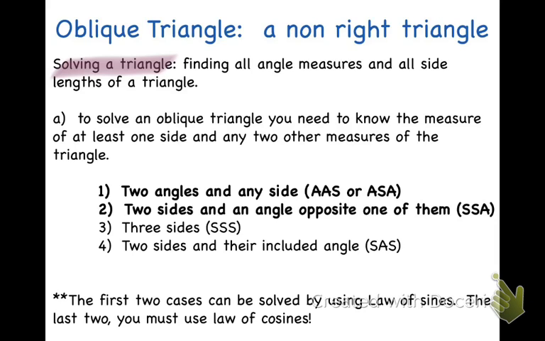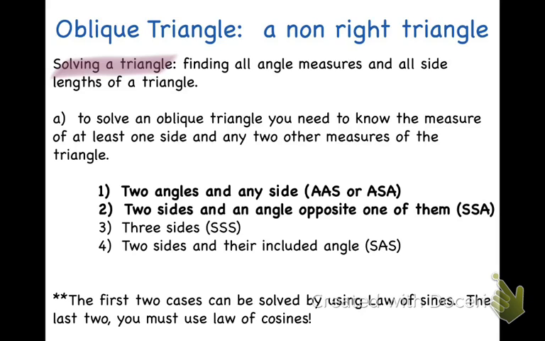So solving a triangle just means to find all missing information, all missing sides, all missing angles. There's a couple different types of pairs of information that we can have. But to solve a triangle, you do need to know at least 3 pieces of information, and one of those pieces needs to be a side. I can't solve a triangle if all I know are angles.